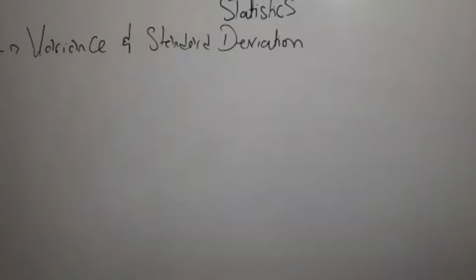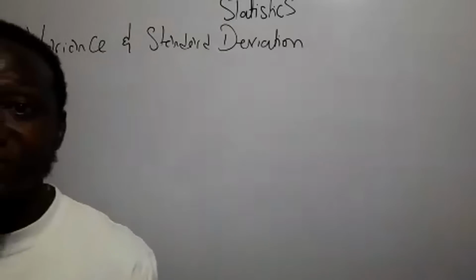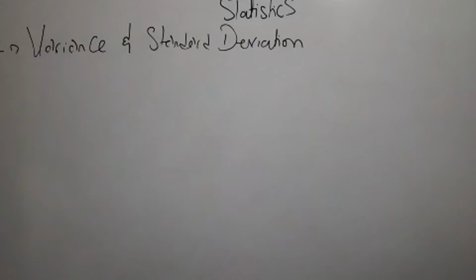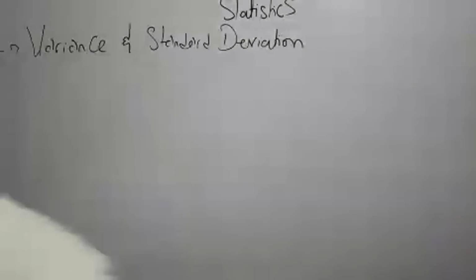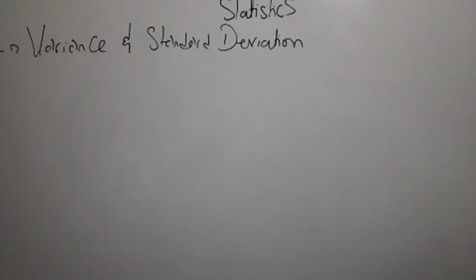So basically, it's what we have been doing before now. It's just that there's a formula when it comes to variance, and there's a formula when it comes to standard deviation. But basically, it is still in line with what we have been discussing. I need you to have your calculators and your writing materials close to you, and let's go straight into that.